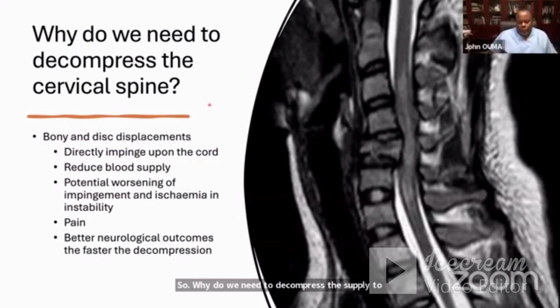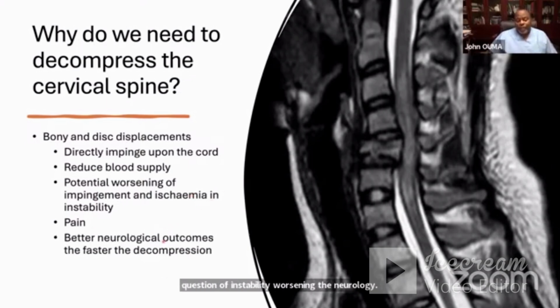So why do we need to decompress the cervical spine? This is an obvious question, but I'll just go through the obvious answers. The spinal cord cannot tolerate compression. Once there is significant compression, there is direct trauma to the spinal cord, as we saw in the first talk. There are all the molecular changes that happen once you have ischemia and that kind of trauma, a reduction of blood supply, worsening of ischemia, the question of instability, worsening the neurology, pain, and so on.